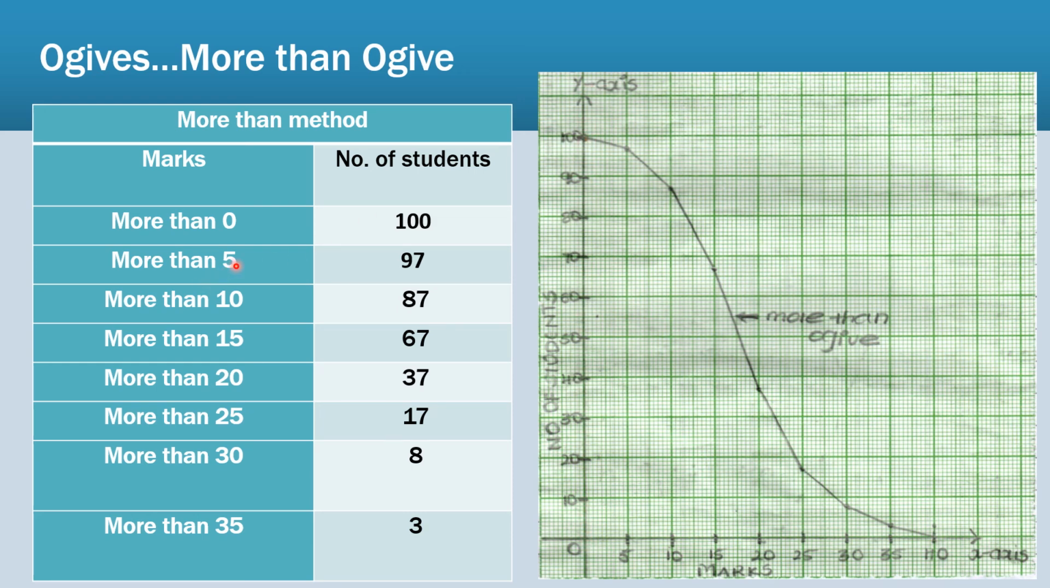Now how many students are getting more than 5? 97. So against 5 we plot the point of frequency 97. How many students are getting more than 10? 87. So against the number 10 we plot 87. How many students are getting more than 15? 67. So that is the point we plot against the lower class limit, and so on and so forth till the last point, that is more than 35. The frequency would be 3, which is here. Now when we join all these points, what we derive is the more than ogive.